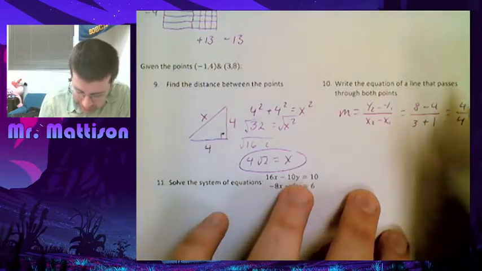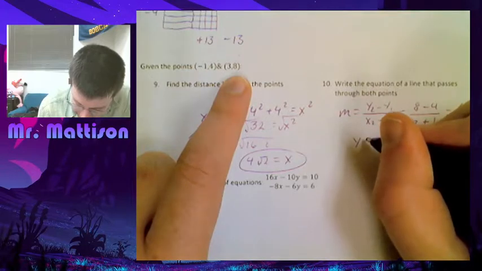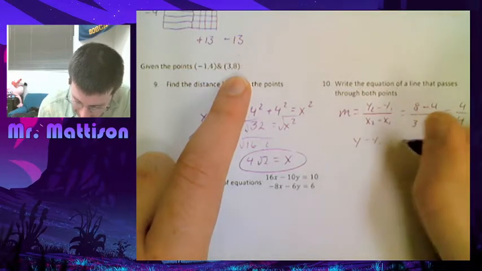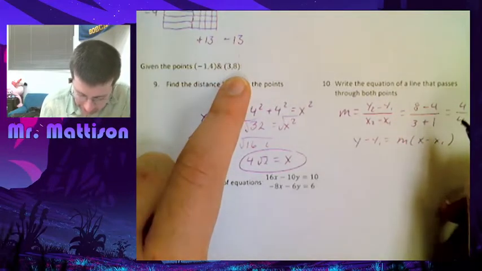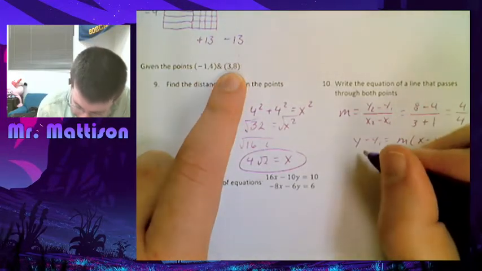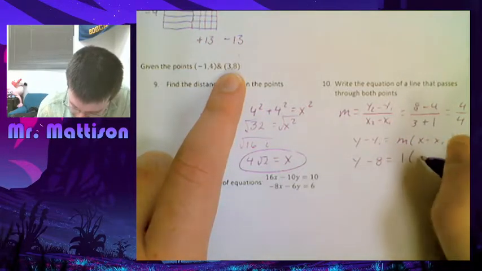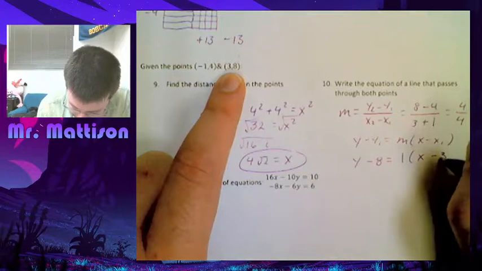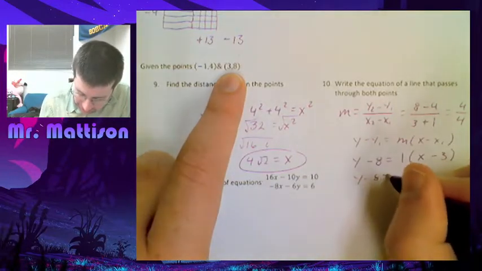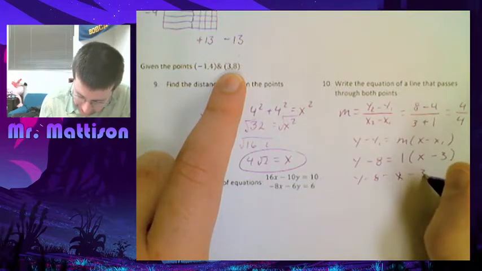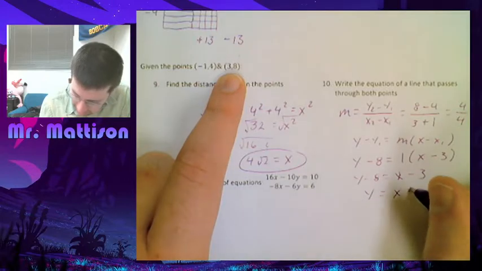And then I can plug that into either one of these points into point slope form. y minus y1 equals m times x minus x1. So then I'm going to do the 3, 8, because why not? So that's y minus 8 equals 1 times x minus 3. So then we'll get y minus 8 equals x minus 3, add over the 8, y equals x plus 5.